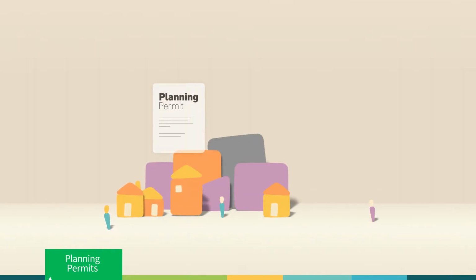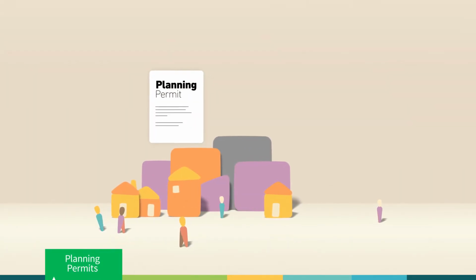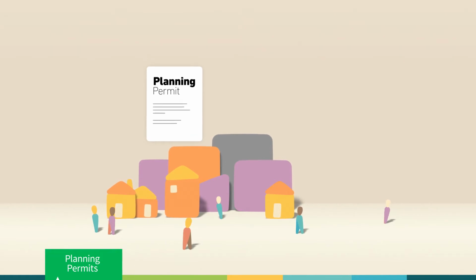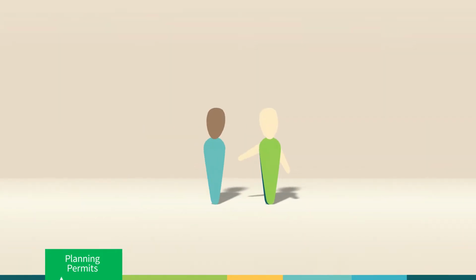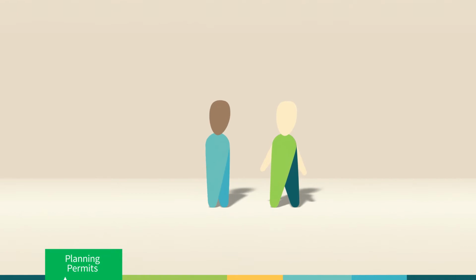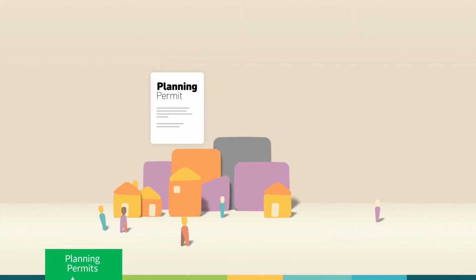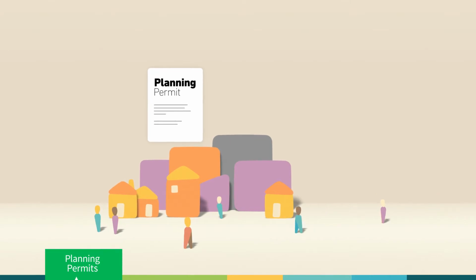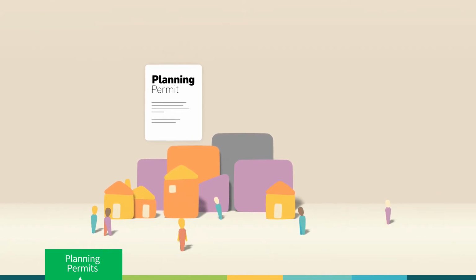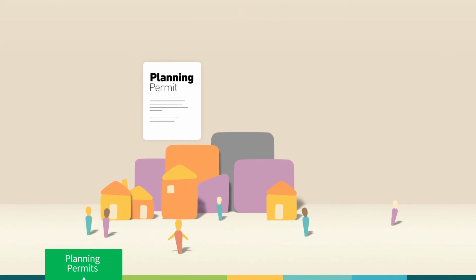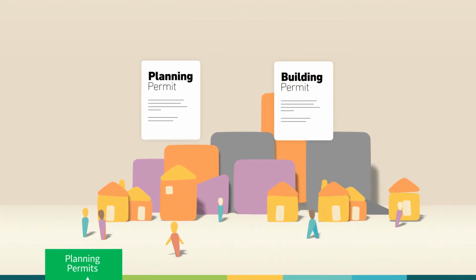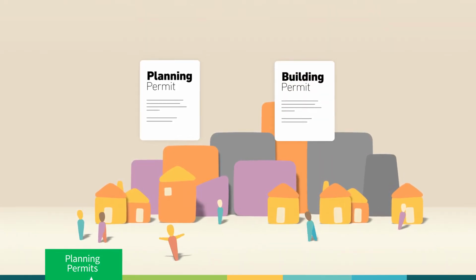A planning permit is a legal document that allows land to be used or developed. Before applying for a planning permit, you can arrange a pre-application meeting with the planning officer from council. Planning permits allow council to consider the visual and amenity impacts on the community. This is different to a building permit, which ensures structures are built safely and securely.